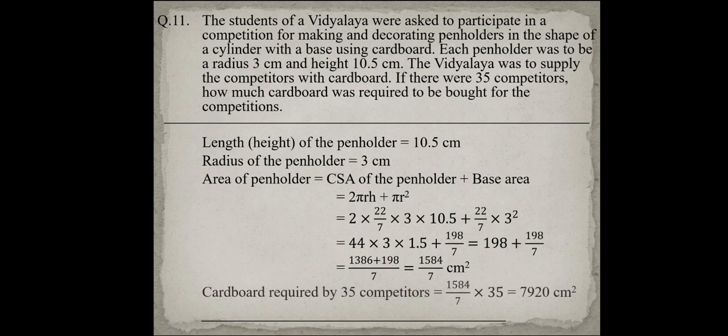So multiply this, 1584 upon 7 into 35, that is equals to 7920 centimeter square. It means area of the cardboard that required by the competitor, 35 competitors, is 7920 centimeter square.